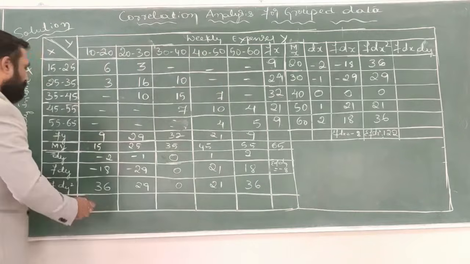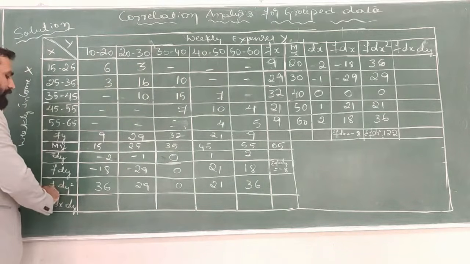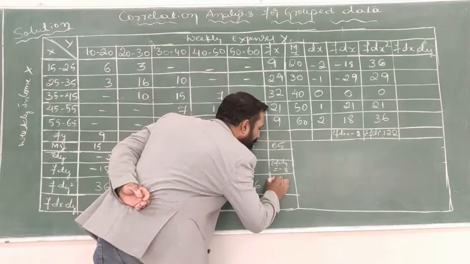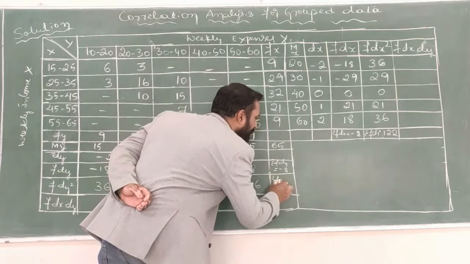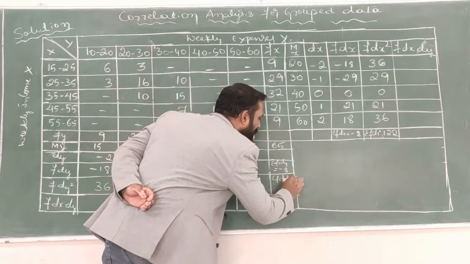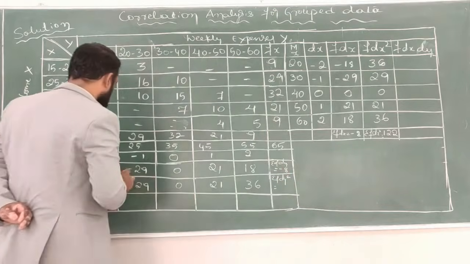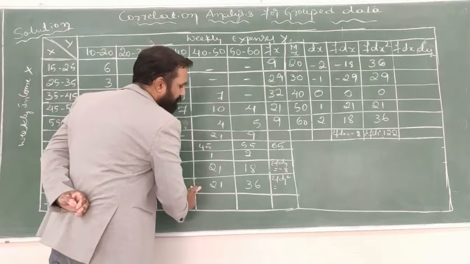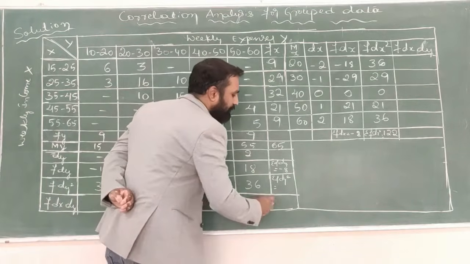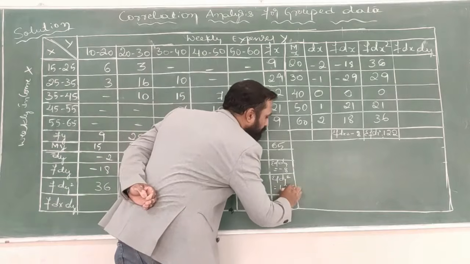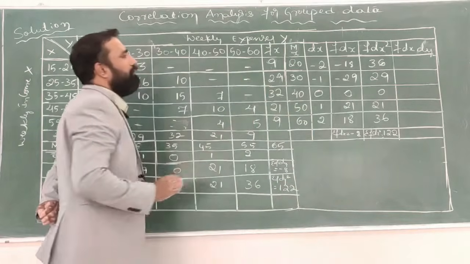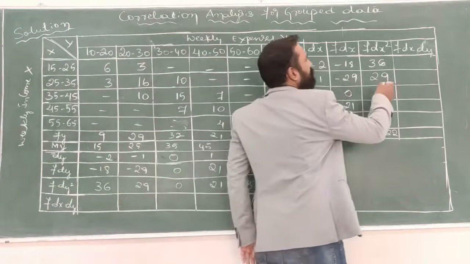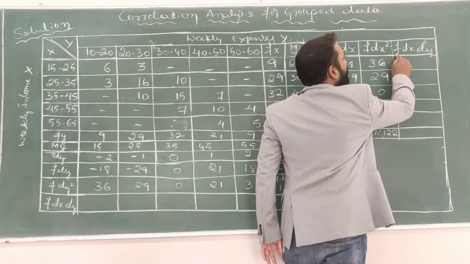If you sum all the values of f dy square, you will get the value of summation f into dy square. F into dy square means 36 plus 29 plus 0 plus 21 plus 36. The value is 122.